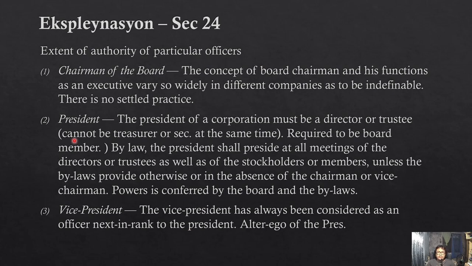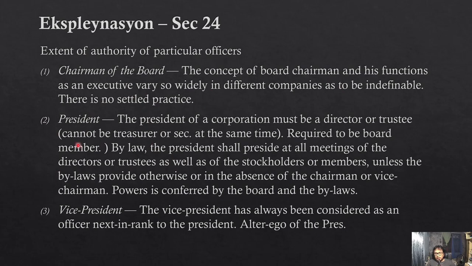Chairman of the board. Extent of authority of some particular officers. There are four, six of them. So, the chairman of the board, we know this. Basically, the concept of board chairman and his functions as an executive vary so widely in different companies as to be unidentifiable. As we know, the chairman of the board is usually the president.